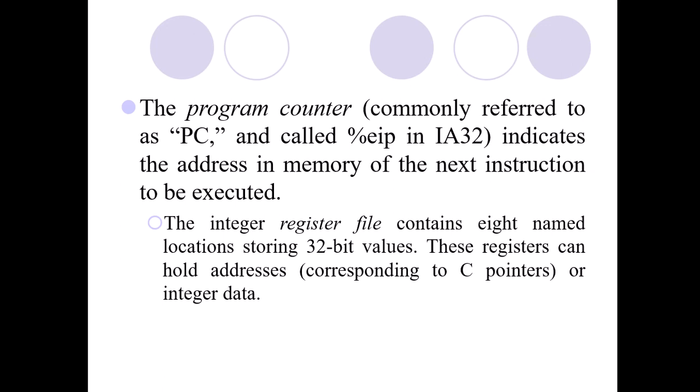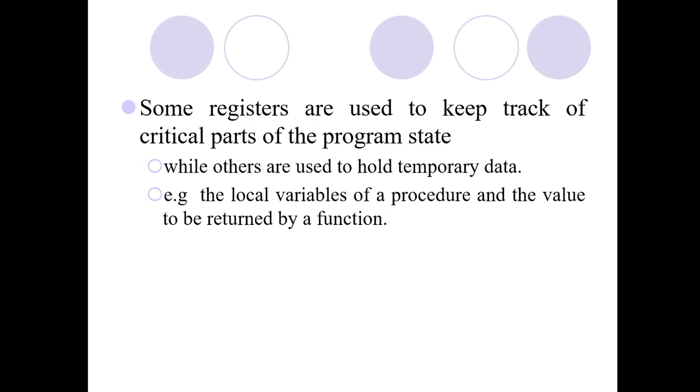Now program counter, as you all know, indicates the address in memory of the next instruction. The integer register file contains 8 named locations storing 32-bit values. Registers can hold addresses or integer data. So some registers are used to keep track of the critical parts of the program state, while others are used to hold temporary data, the local variables of a procedure, and the value to be returned by a function.